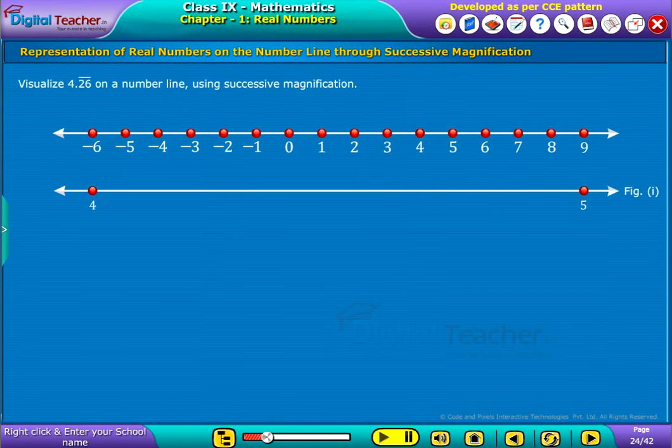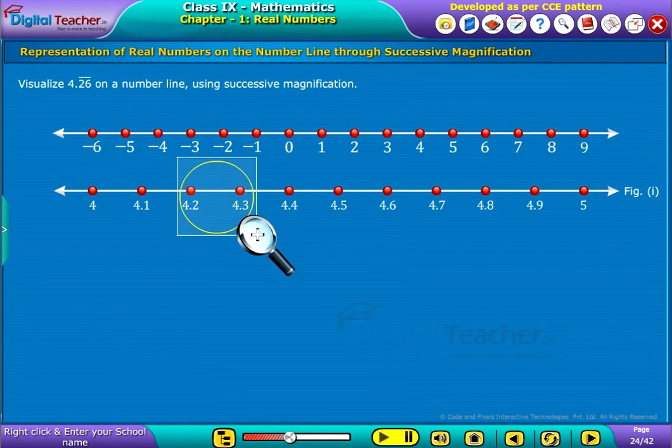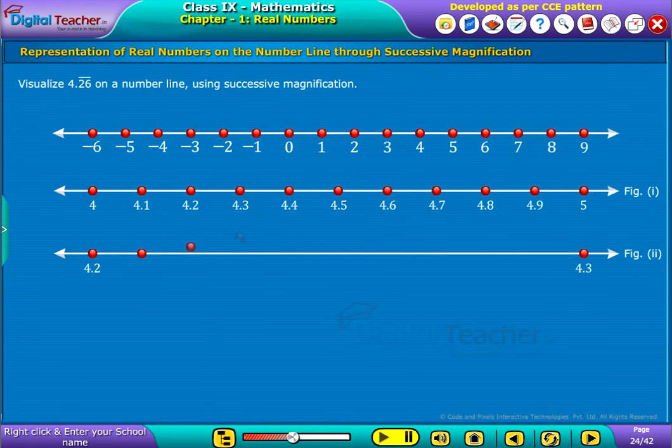To have a rough idea for locating it on a number line, make 10 equal parts and mark them as 4.1, 4.2, and so on up to 5, as shown in figure 1. Now, look at the portion between 4.2 and 4.3 using a magnifying glass and realize that 4.26 lies between them, as shown in figure 2.